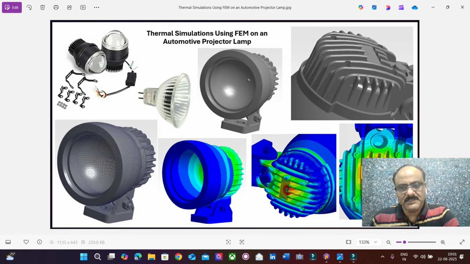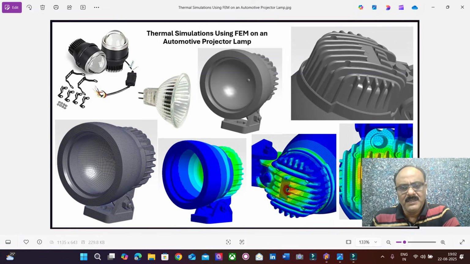So, apart from structural, there could be simulation from the fluid dynamic aspects. Apart from the structural dynamic aspect, we also have gone through the fluid dynamic or hydrodynamic aspects, and we have seen certain examples or problems based on those kinds of simulations. So today we are going to see the thermal simulation using the finite element method on an automotive projector lamp. What you see on the screen is an automotive projector lamp.